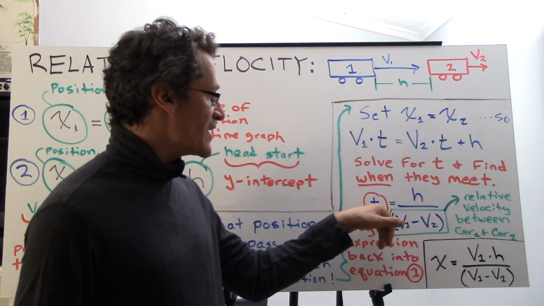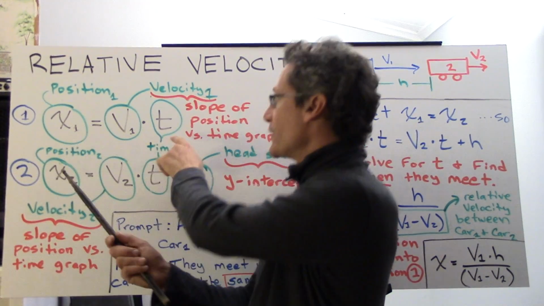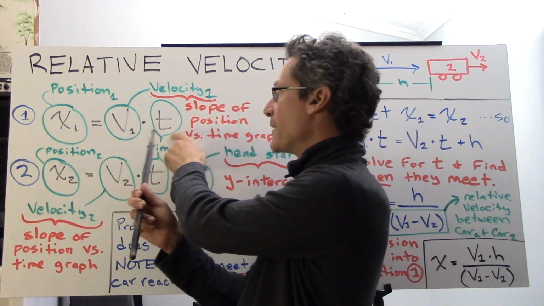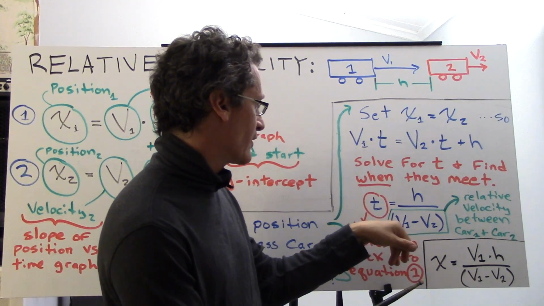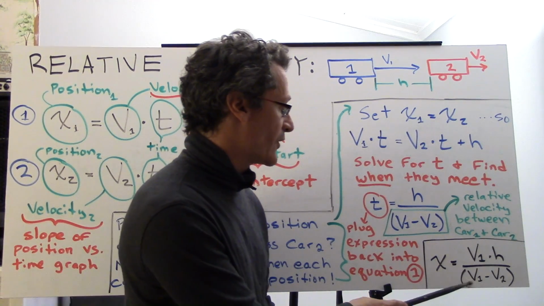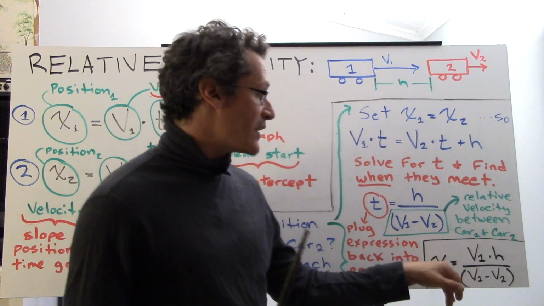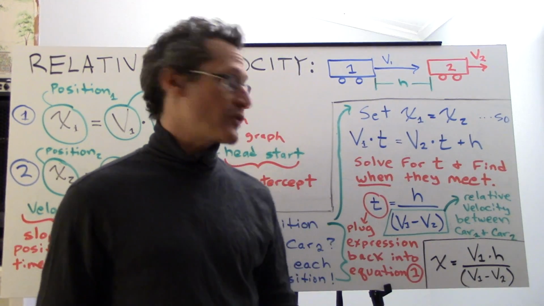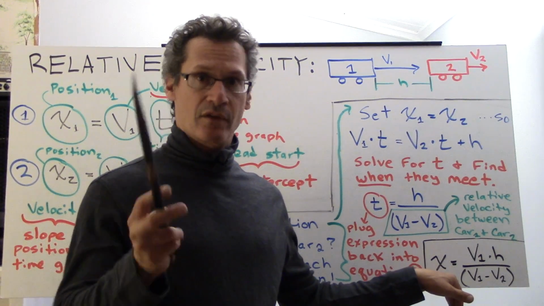So what we do with this t is plug this expression back into equation 1. Equation 1 is right here. See, this is the t. So now it's x1 equals v1 times that expression, which is h divided by (v1 minus v2). And so here it is, x equals v1 times h over (v1 minus v2). We have a finalized algebraic expression that we can now use if we know the velocity of each car and we know the head start. We can now determine at what position they will meet. Let's do some examples.